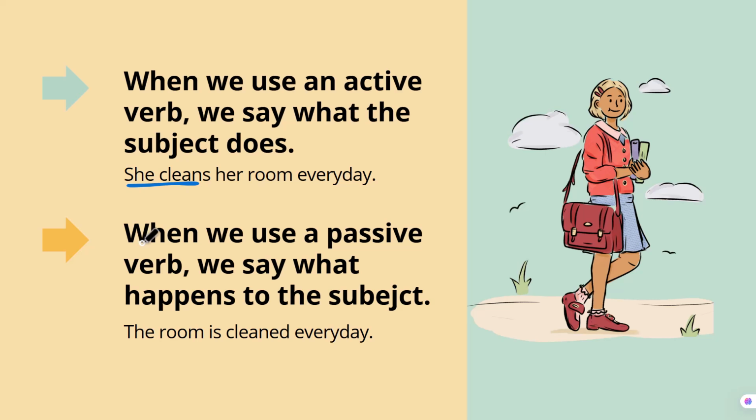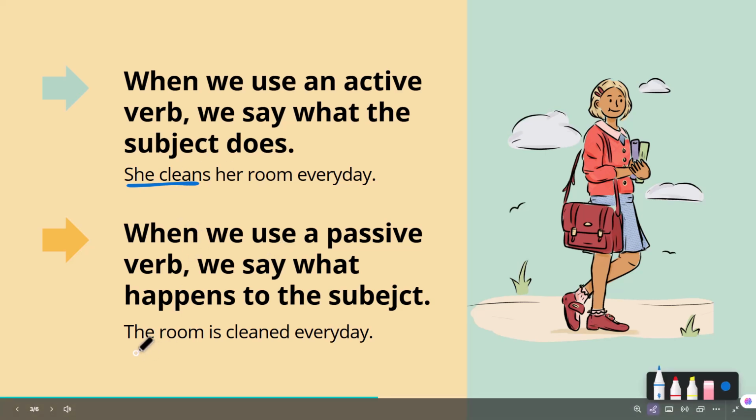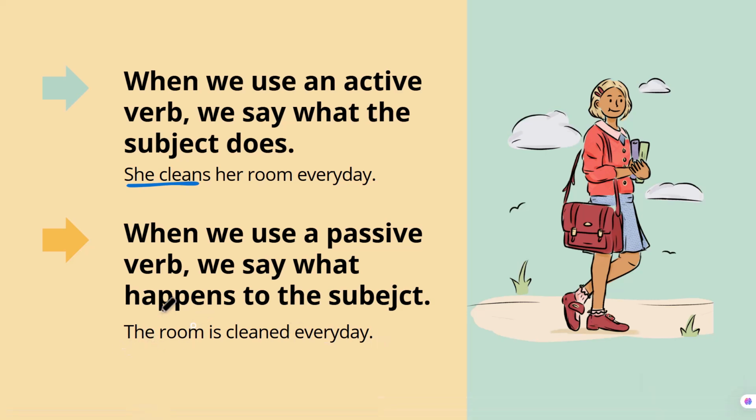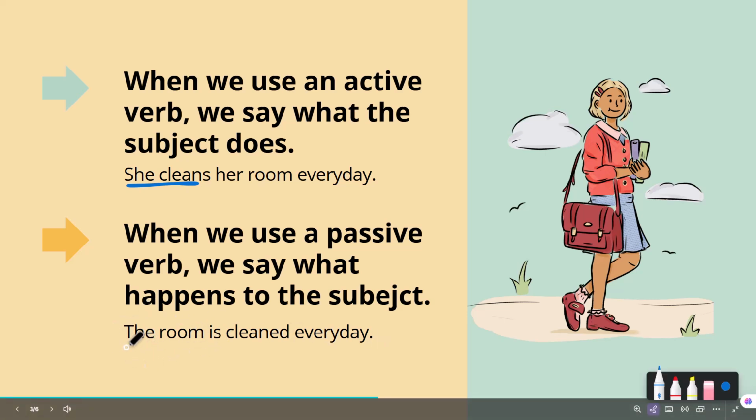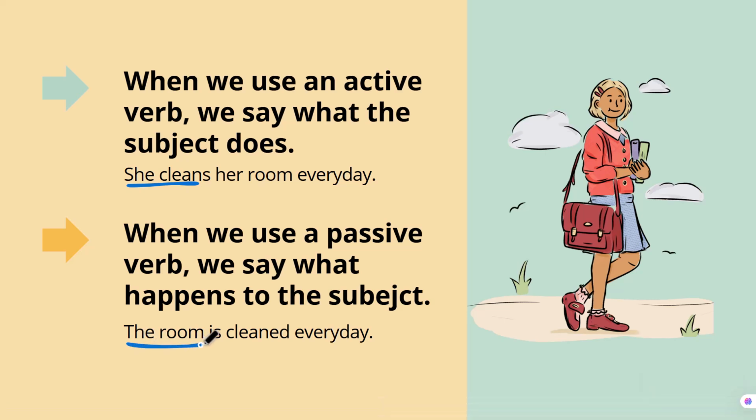Next one. When we use a passive verb, we say what happens to the subject. So the focus is not on the person who is doing that action, but on the receiver of the action or the action itself. For example, we have: the room is cleaned every day. So where are we paying more attention? To the room. The room is cleaned every day. I know you're noticing that we are using a verb in past. We will go over it.